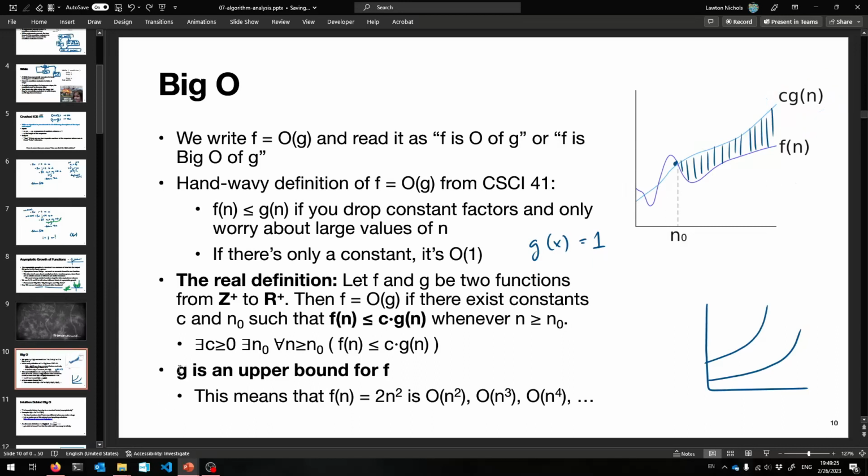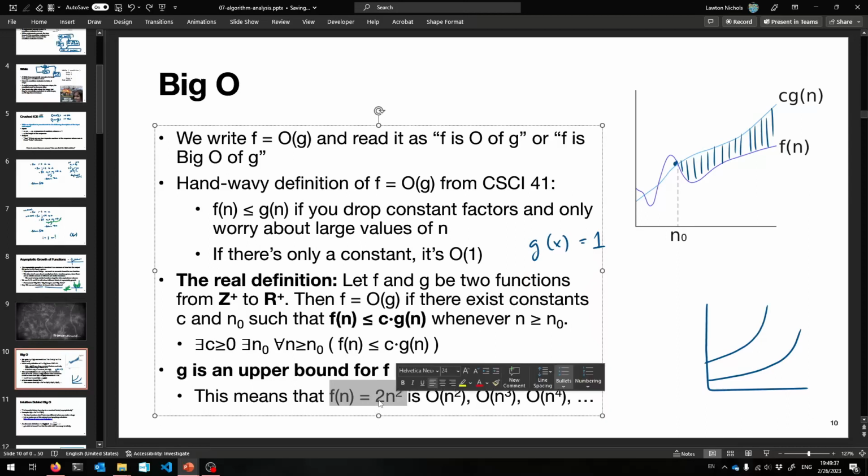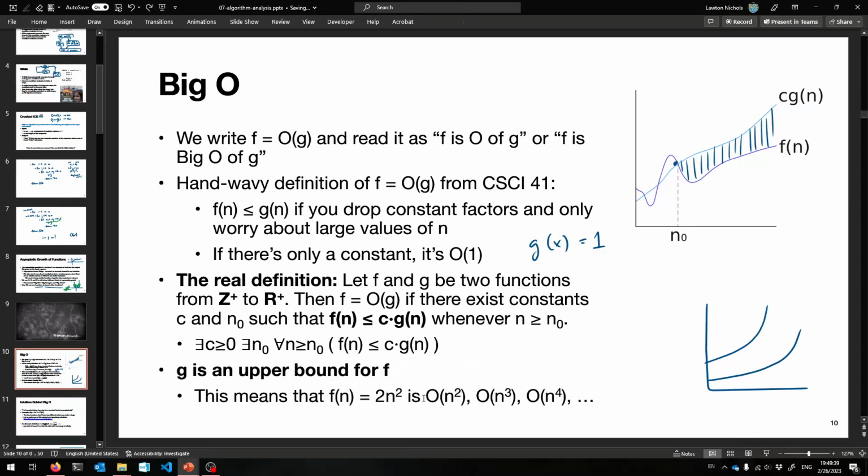So this is saying that g is an upper bound for f. You multiply g by some constant, it becomes an upper bound. It's always bigger than f of n, okay? So, for example, here's your function f. If f of n is equal to 2n squared, it's big O of n squared, of course. It's big O of n cubed. It's big O of n to the 4th. So these all work, but usually you prefer the smallest one.